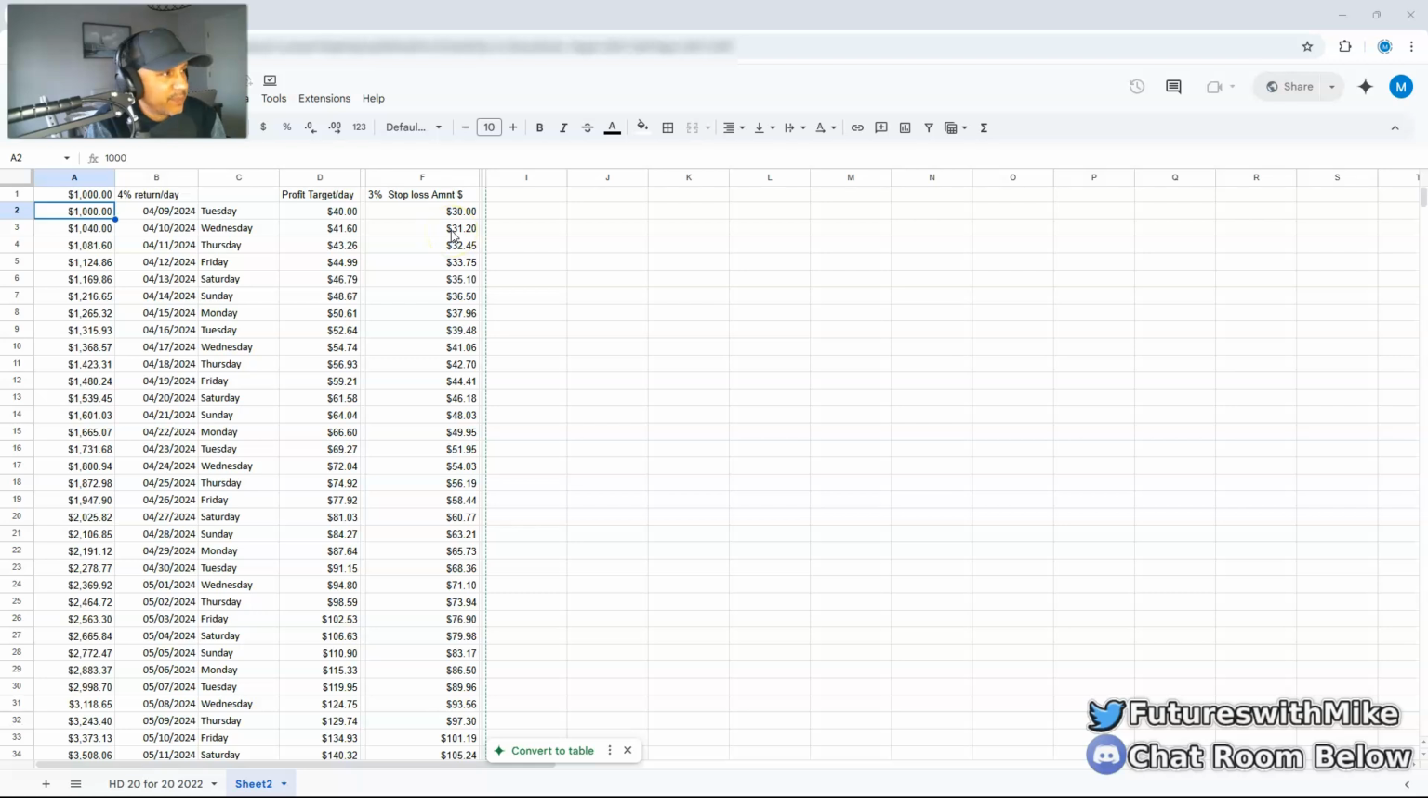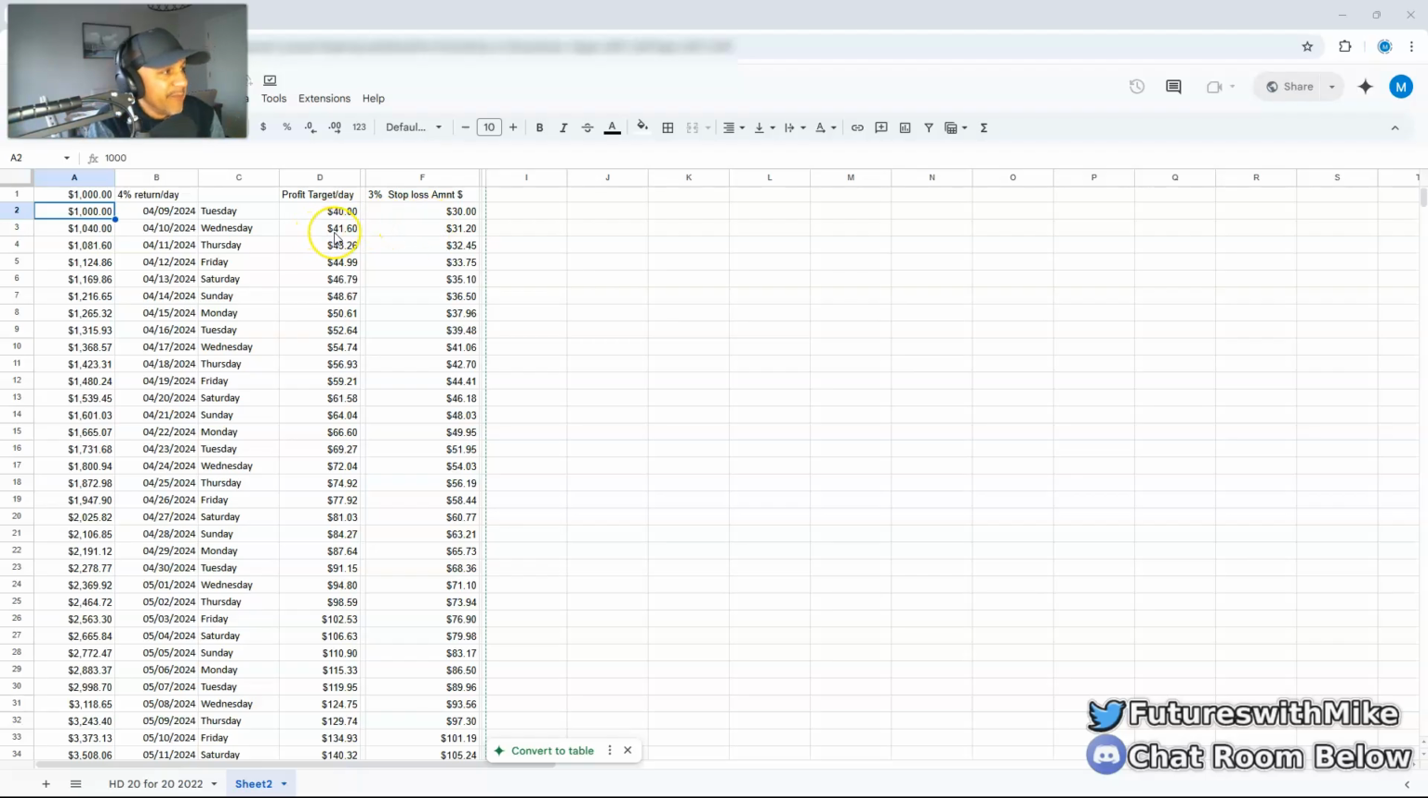Our loss is only going to be 3%, $31.20, which means that we're looking to make day two $41.60 and only have a loss on day two of $31.20. That's going to be our stop loss area, right? So you're not risking as much as you're looking to profit. And that's what you want. You want to make more in profit than you're actually risking.